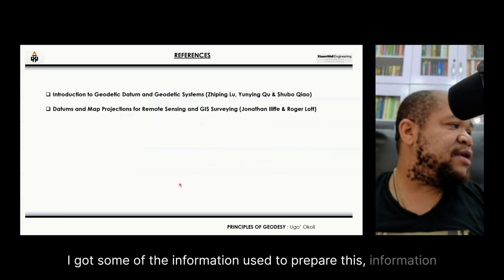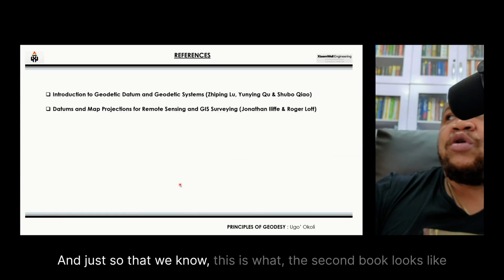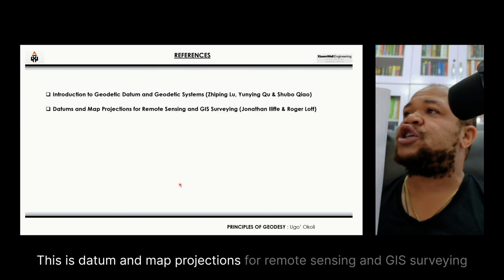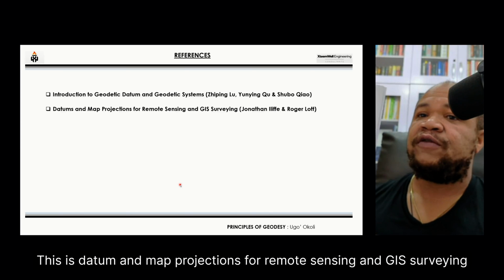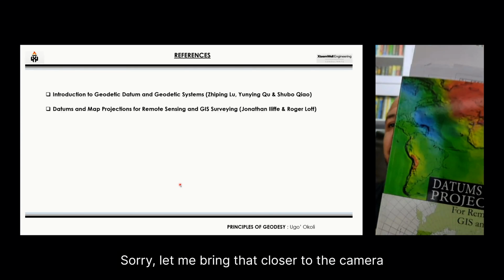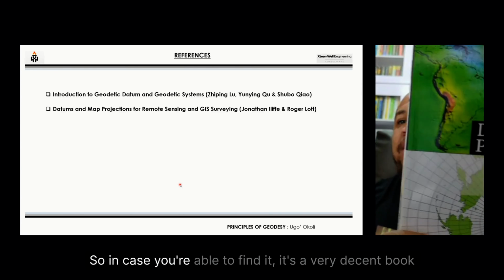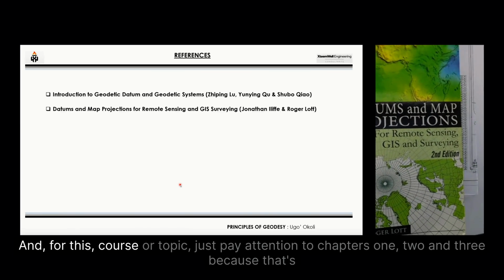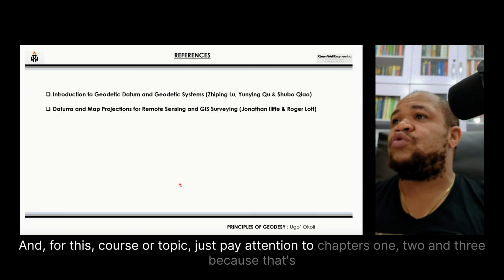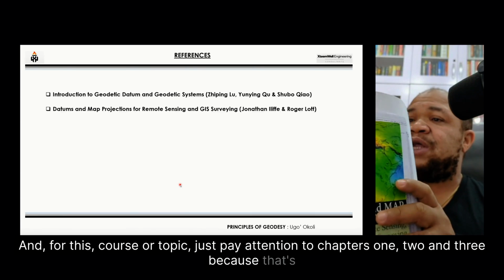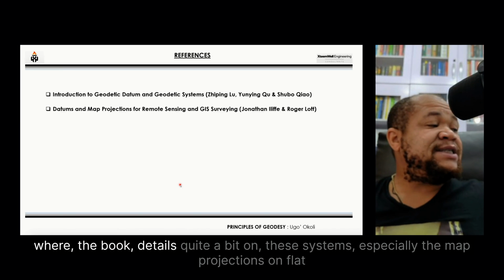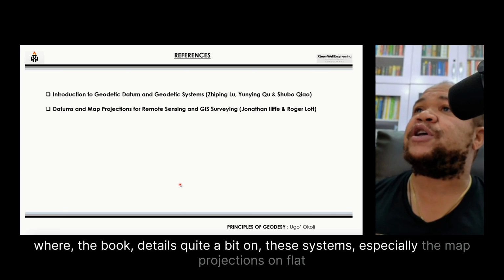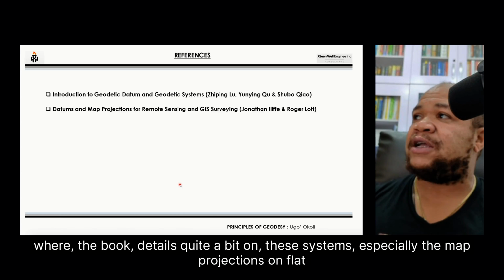So these are some of the places I got the information used to prepare this, and just so that we know, this is what the second book looks like. This is Datum and Map Projections for Remote Sensing and GIS Surveying. Sorry, let me bring that close to the camera. This is what the book looks like. So in case you're able to find it, it's a very decent book. And for this course or topic, just pay attention to chapters 1, 2, and 3, because that's where the book details quite a bit on these systems, especially the map projections on flat surfaces.